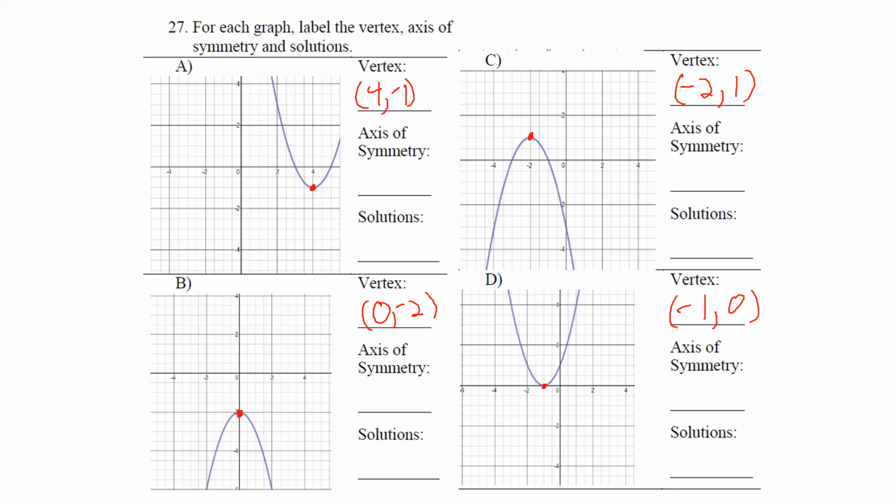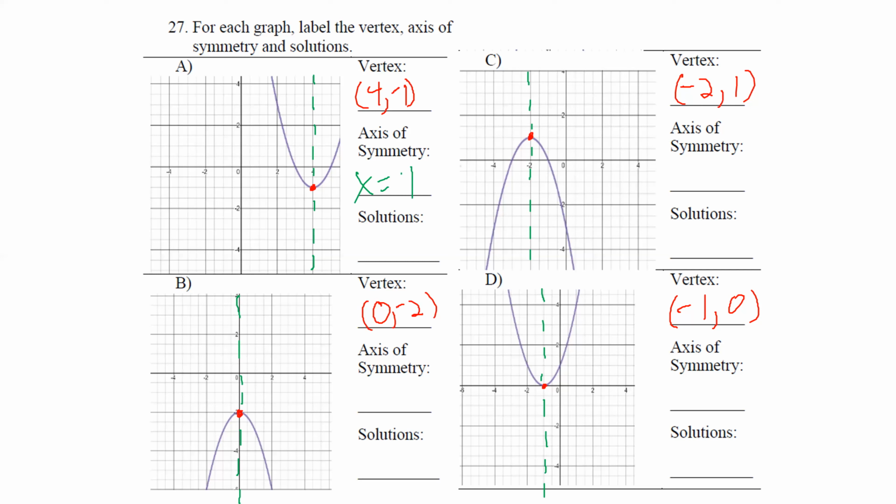Let me change colors for the next part. So now, axis of symmetry. Whenever we talk about our axis of symmetry, it is going to be the line that goes through that vertex. So on each one of these, I'm putting a green dash straight down through our vertex. Since we already found our vertex on each one of these, we write x equals whatever the x value was of our vertex.